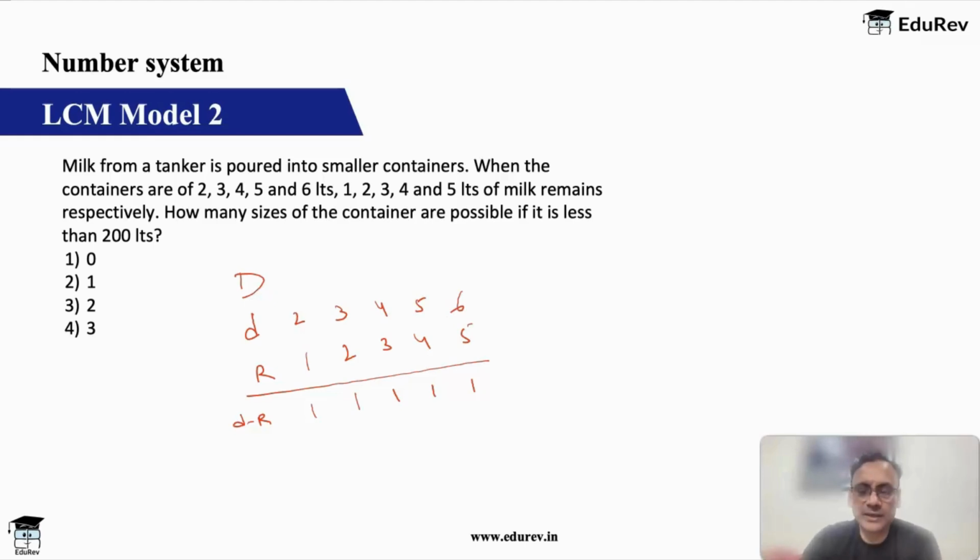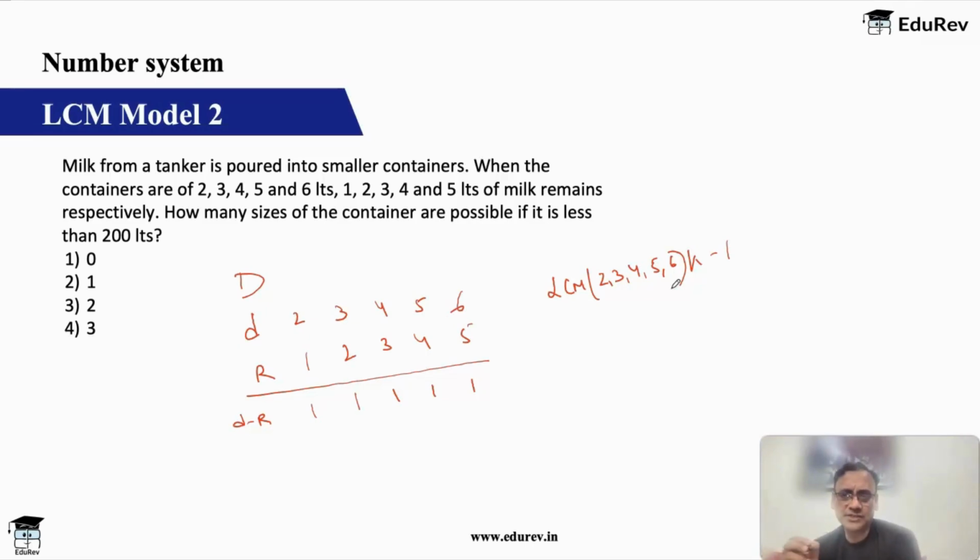So you know the method. It is the LCM of 2, 3, 4, 5, 6 into a constant minus the common difference. The LCM of 2, 3, 4, 5, 6 is something we had done some time back.